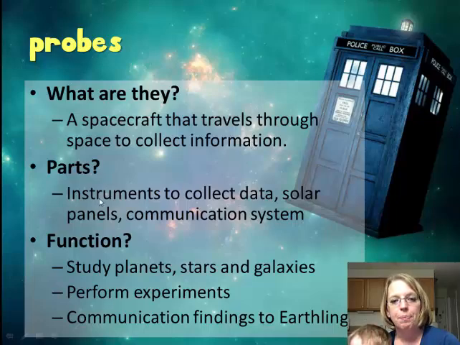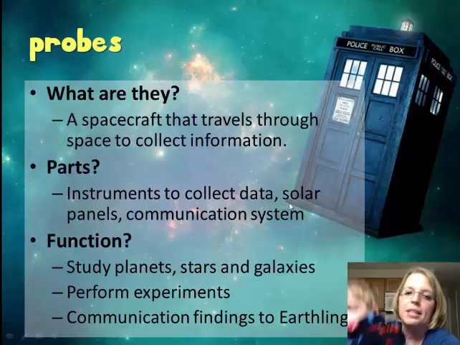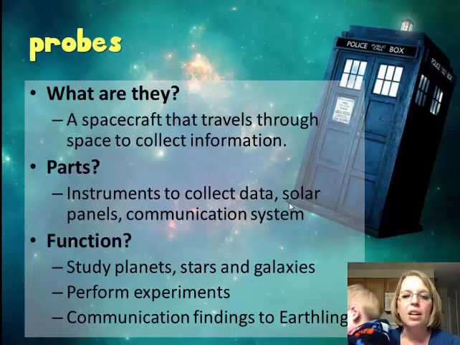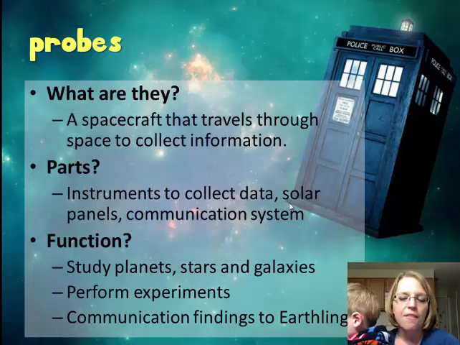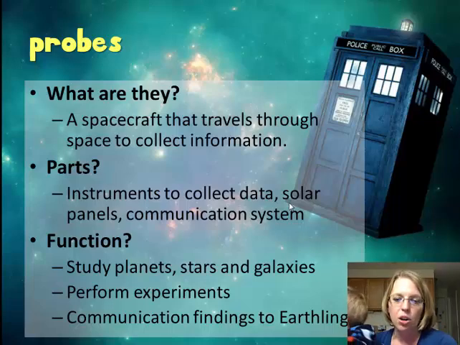Here are the parts. They have to have something to collect data. And that data is different depending on their job. They have to have solar panels because there's no gas stations in outer space. There's no place to plug these suckers in on Jupiter. And finally, they need a communication system to send information back to Earth. So they're going to use radio waves to talk to the Earth. Their function? They study planets, stars, and galaxies. Cool, right? So this really tells us really cool stuff.